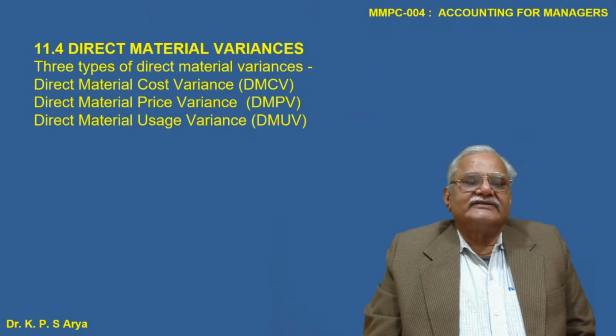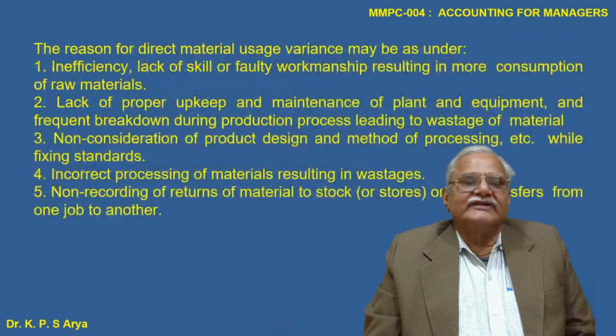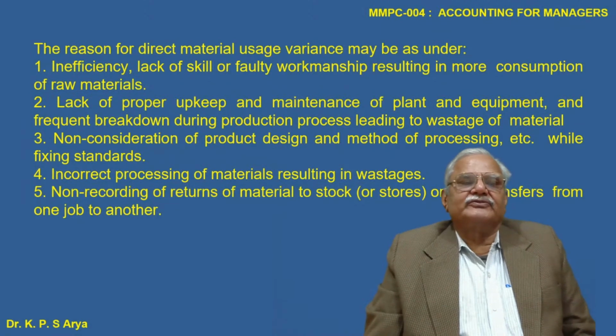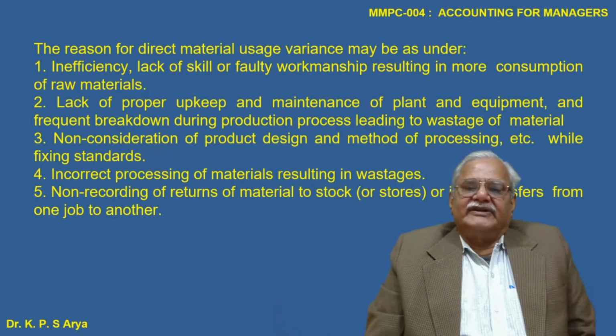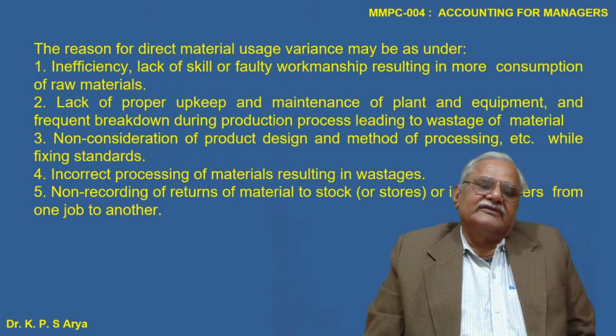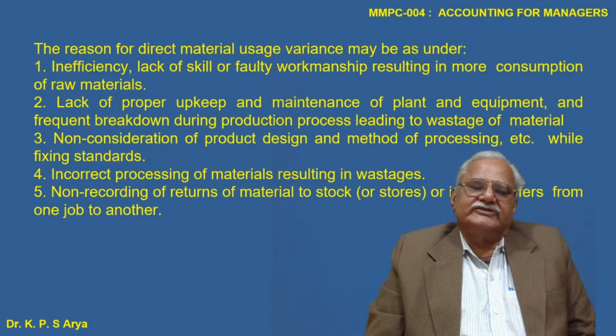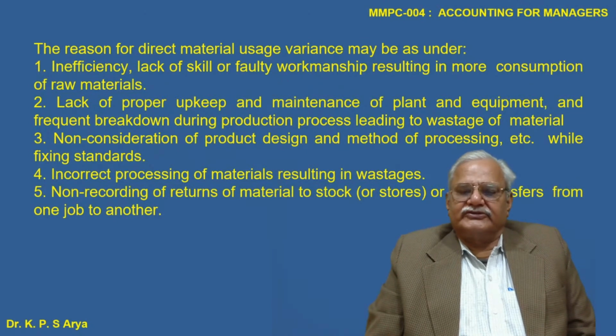Now, the direct material variances are of three types: direct material cost variance, direct material price variance, and direct material usage variance. The reasons for direct material usage variance may be inefficiency, lack of skill, or faulty workmanship resulting in more consumption of the raw material; lack of proper upkeep and maintenance of the plant and equipment, and frequent breakdown during the production process leading to wastage of material; non-consideration of product design and method of processing while fixing standards; incorrect processing of material resulting in wastage; non-recording of returns of material to stores or inter-transfer from one job to another.